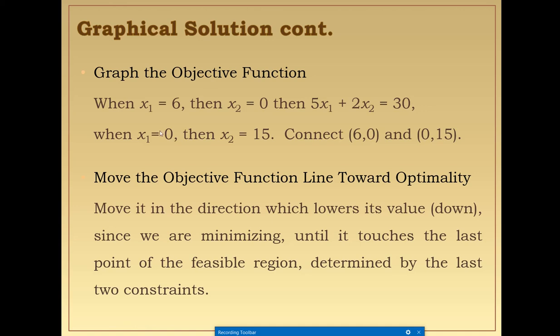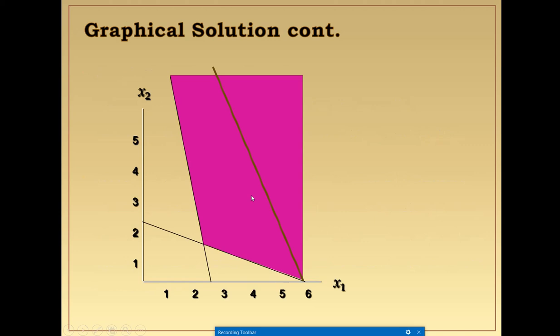Saya harap semua clear. Macam mana nak pilih nilai Z? Boleh pilih apa-apa saja nilai Z dengan syarat graf yang awak lukis, isoprophic line yang awak lukis tu mesti sentuh ataupun berada pada feasible region. Ini saya punya objective line, when I choose Z equals to 30.